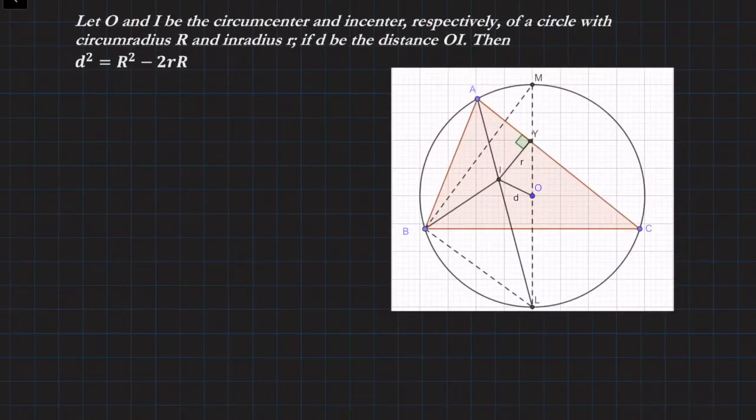Hey, hello friends, welcome again to another session on Gems of Geometry. We have again taken up a new theorem, and we are going to discuss this theorem and then also see how to prove it.